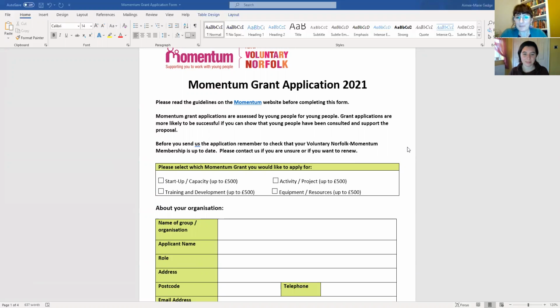Okay, so let's imagine I'm running a youth club in a village somewhere in Norfolk, and my young people that are coming to my youth club really want some new games to play on the Nintendo Wii that we've got at the youth club. What would that come under? So I think that would be equipment. That sounds good to me. So I pick equipment.